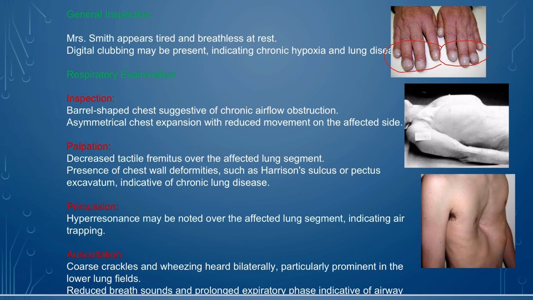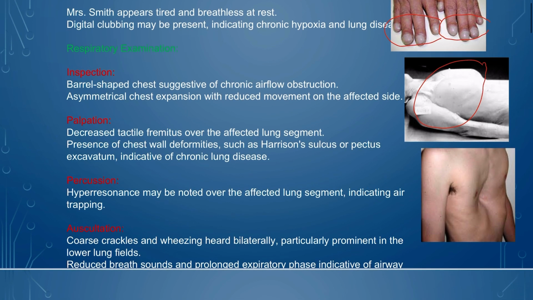Again, you start with inspection: barrel-shaped chest, which is suggestive of chronic airflow obstruction, or sometimes there may be asymmetrical chest expansion with reduced movement on the affected side. This is how the barrel-shaped chest will look. You will go on and do the palpation. You may find decreased tactile fremitus over the affected lung segment. There may be some chest wall deformities like Harrison sulcus or pectus excavatum, which is indicative of chronic lung disease. Here you can see an example of pectus excavatum.